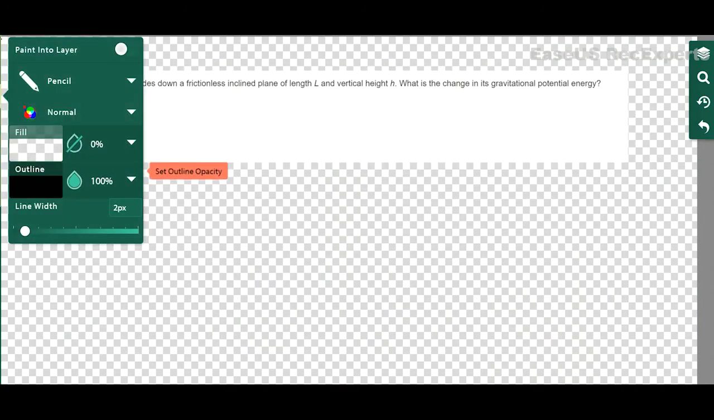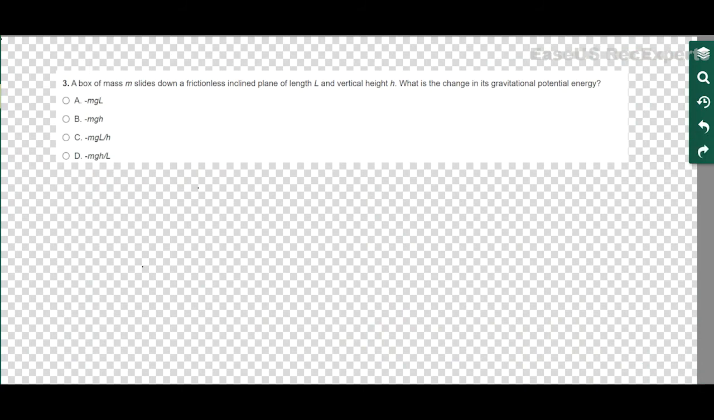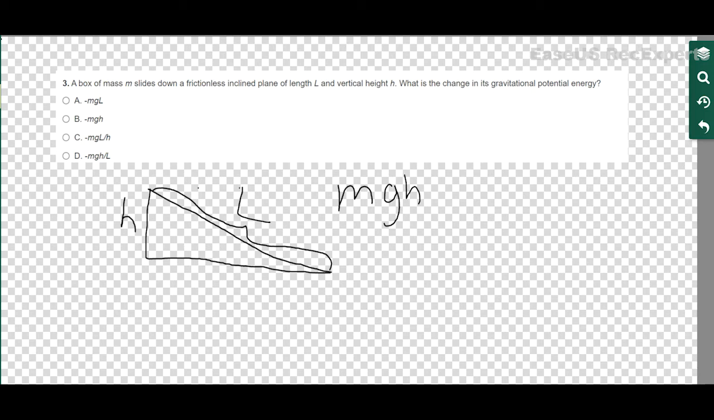Now let's take a look at number 3. The box of mass m slides down a frictionless inclined plane of length L and vertical height h. Right, so L is representing this length right here. Now we want to find the change in gravitational potential energy. Okay, so gravitational potential energy is measured just by mgh. And now you're going to look for the change in it, which while sliding down, your h becomes lower.